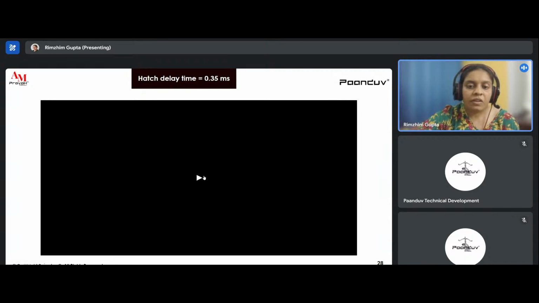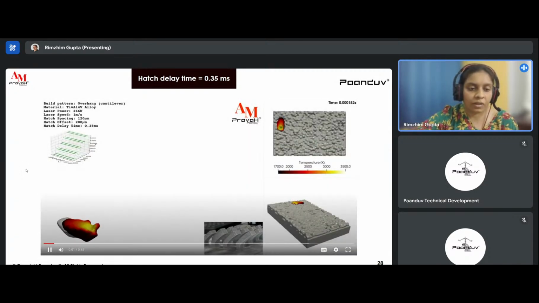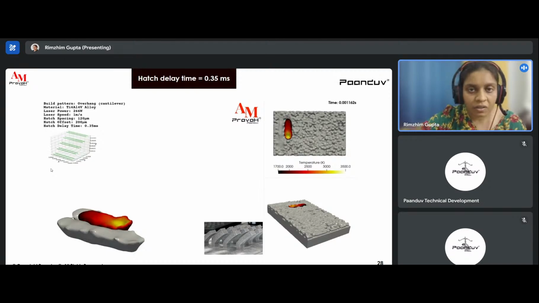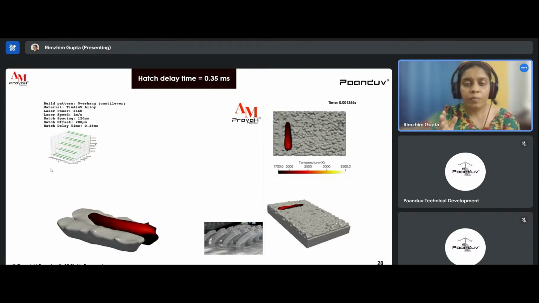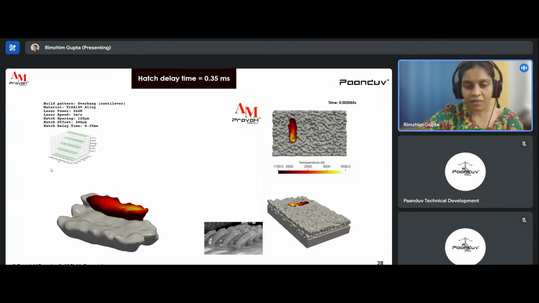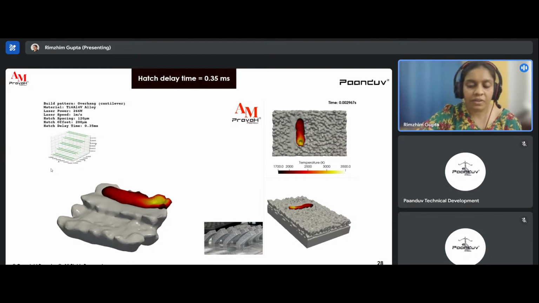Now in this animation we have changed the hatch delay time. We have kept all the parameters exactly the same. The only change in this simulation is changing the delay time to 0.35 millisecond from 0.6 millisecond. Let's see how this changes our system.